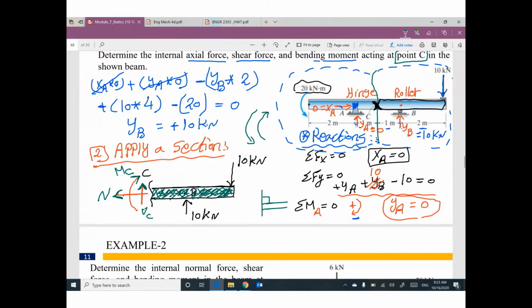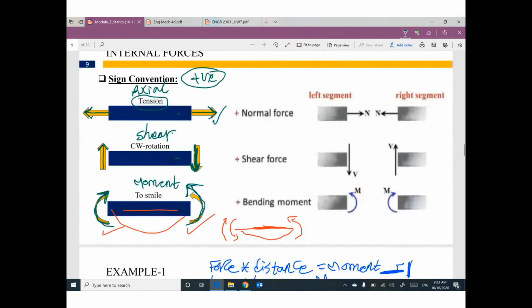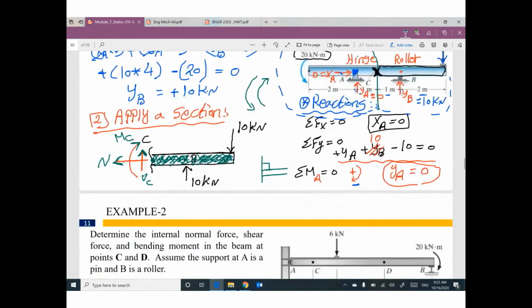So at any cut, we have three internal forces: normal, shear, moment. Normal will be horizontal all the time. Shear, vertical. Moment, how can I assume the direction? You need to follow these rules for sign convention. Your axial force must make tension. Shear rotates this part of the beam clockwise. Moment would like to make this member smile. So I assume this direction. Any questions so far?